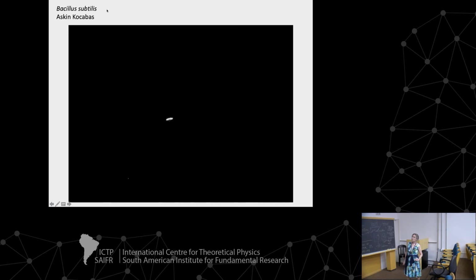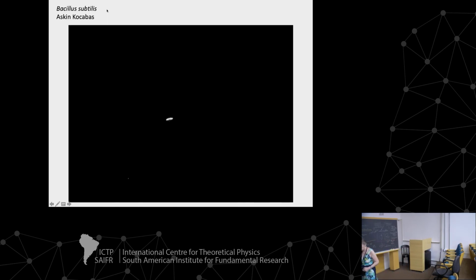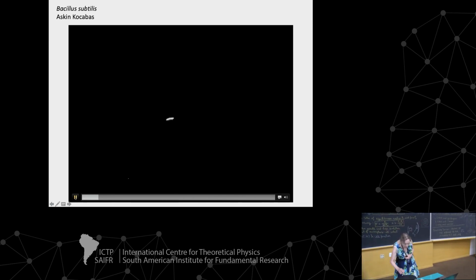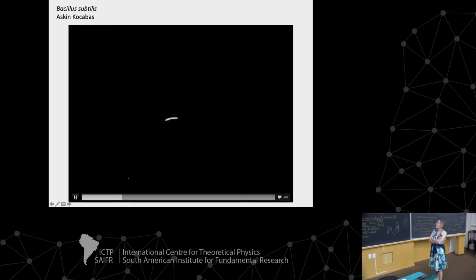This is some beautiful pictures from Aşkın Kocabaş in Turkey. And this is a bacteria which divides and tends to stay in a straight line until there's a lot of stress. I'm not doing very well with my movies, am I? Should have made the effort to do a better job of going through them. There we go, I hope. Yep. All right, so it divides. Let's watch it divide.